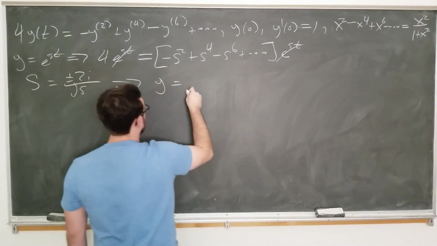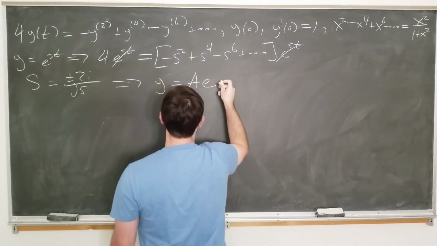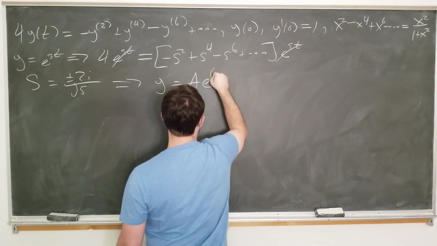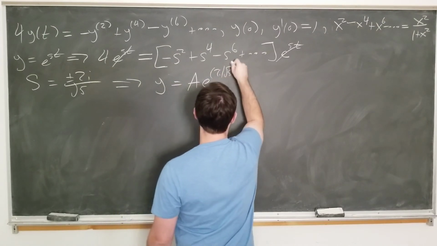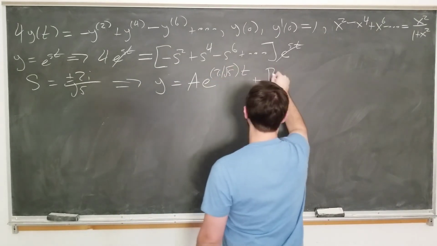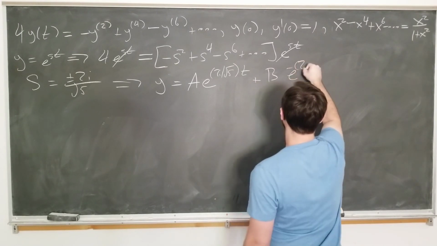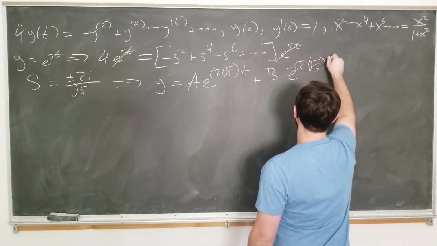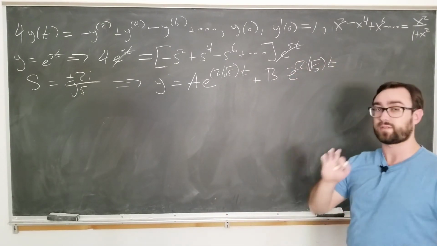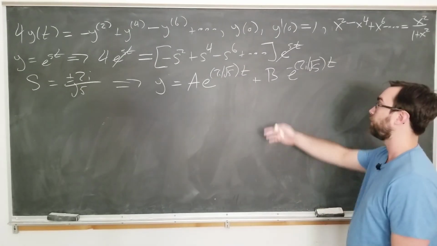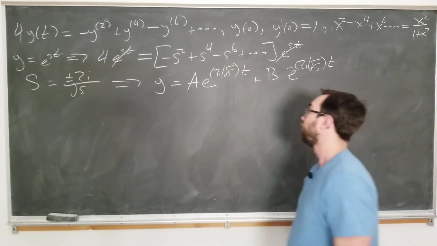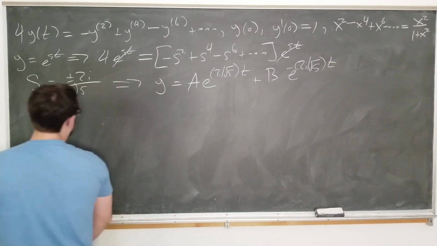So y is some constant a e to the plus 2i over square root of 5 t plus some other constant b e to the minus 2i over square root of 5 t. And now we just have to plug in the initial conditions. Hopefully we get a sine or a cosine out. If we don't, that means we did something wrong.